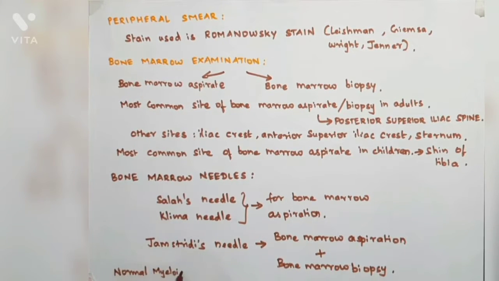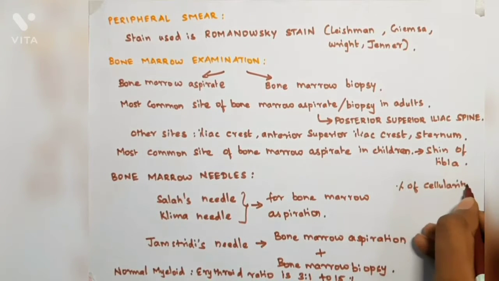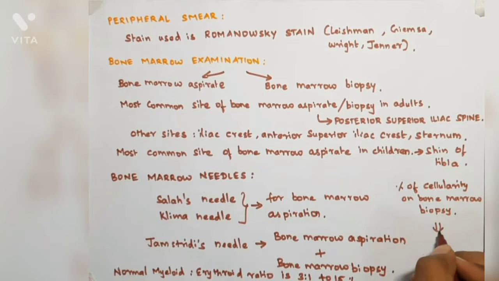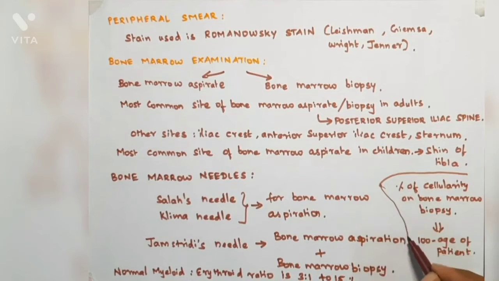Normal myeloid erythroid ratio is 3:1 to 15%. Percentage of cellularity of bone marrow biopsy is 100 minus the age of the patient.